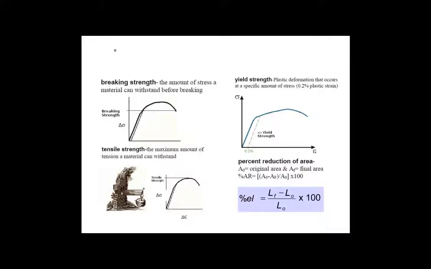So either things that we can calculate from the stress strain curve or things that are just simply related. Breaking strength, tensile strength, yield strength, and percent elongation are things that we can read directly from a stress strain curve. However, percent reduction of area, we can't.